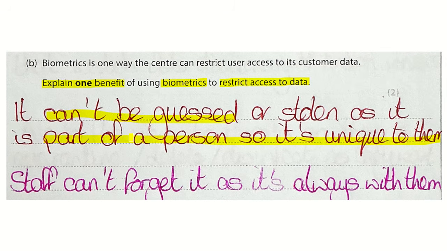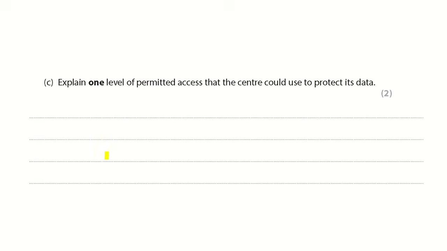The other option that I would have gone for if it was a 4 marker and I needed 2, I would have gone for my point as can't forget it, and my expansion, it is always with them. Okay, so it's an explain, 2 marks, point, expansion. On to our next question.